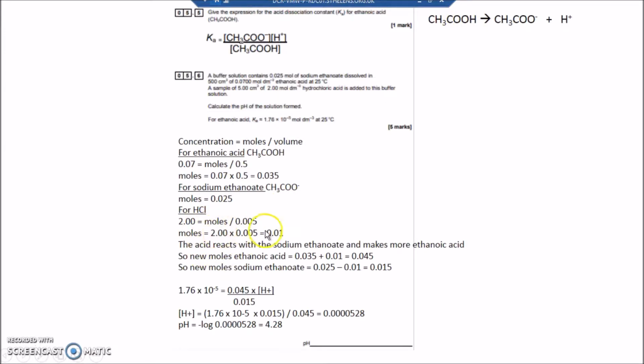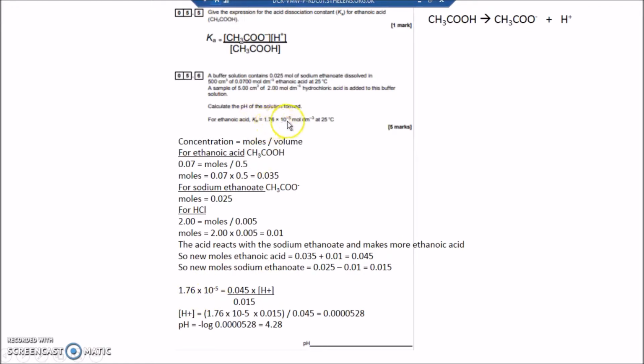So if I've got 0.01 moles of hydrochloric acid, it's going to react with 0.01 moles of ethanoate ions and make an extra 0.01 moles of ethanoic acid. So I need to adjust these values. The ethanoic acid amount has gone up by 0.01 and the number of moles of sodium ethanoate that the acid is reacting with has come down. So I've got my new moles now.